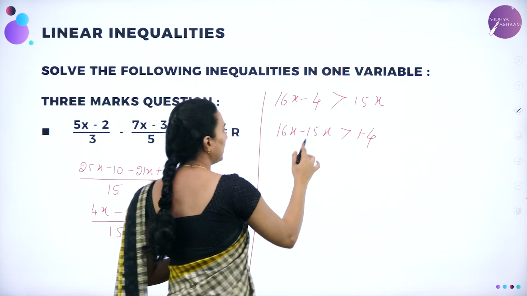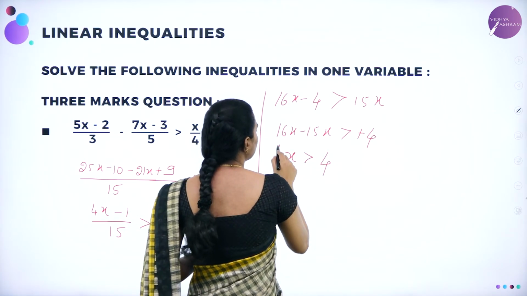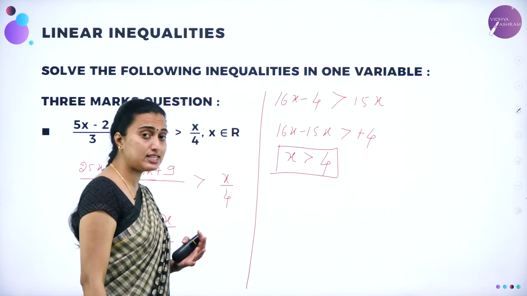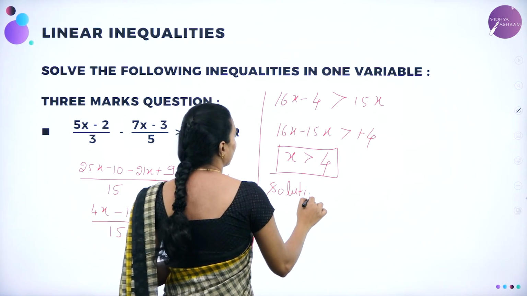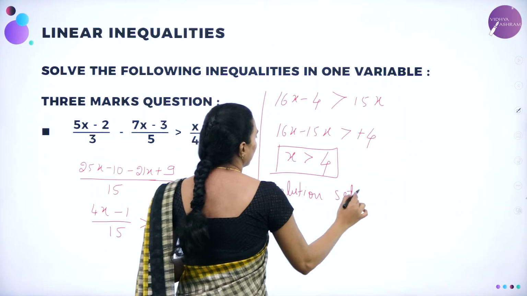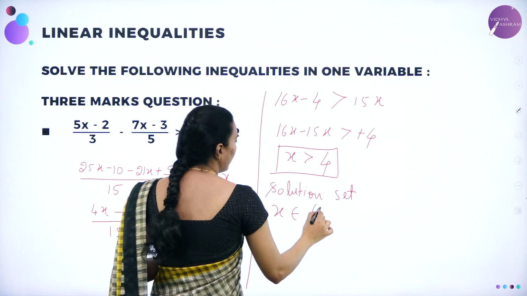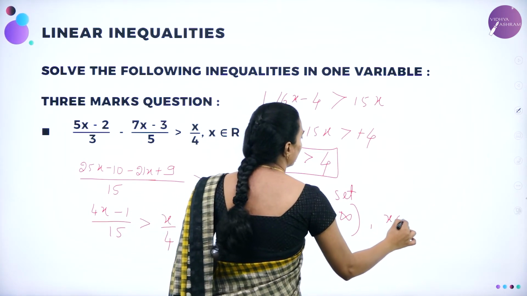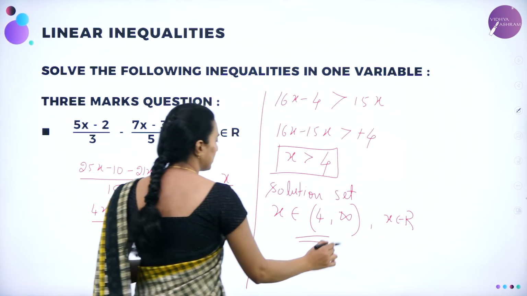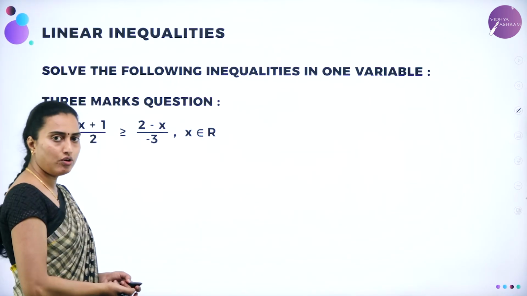Now 16x minus 15x gives you x is greater than plus 4. Now x is greater than 4. We got the answer. Solution set is given by x belongs to greater than 4, which means 4 is excluded, up to infinity, when x belongs to real numbers. This is the solution set. I hope you understood how to solve from this method. We'll move on to the next question.